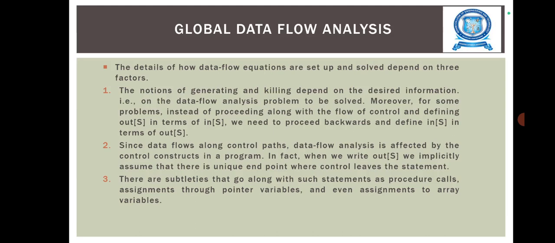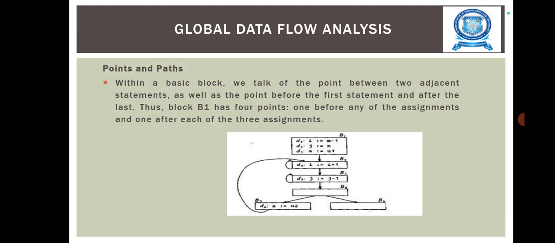Points and paths. Within a basic block, we talk of the point between two adjacent statements, as well as the point before the first statement and after the last. This block B1 has 4 points, one before any of the statements and one after each of the statements. This is the example diagram for points and paths.